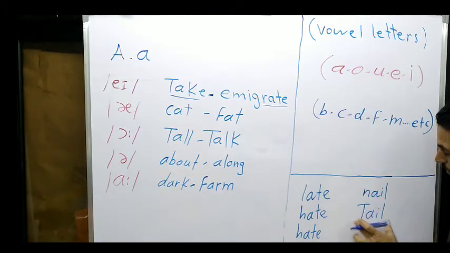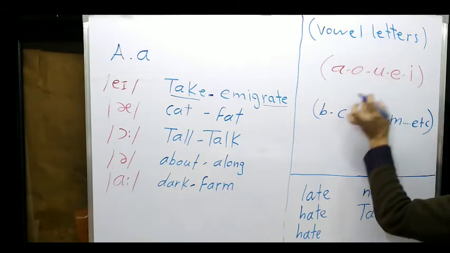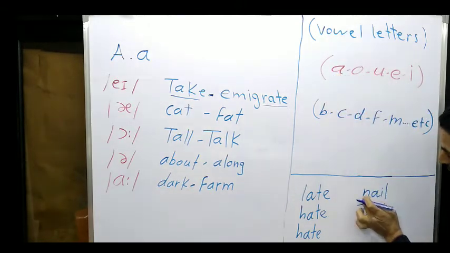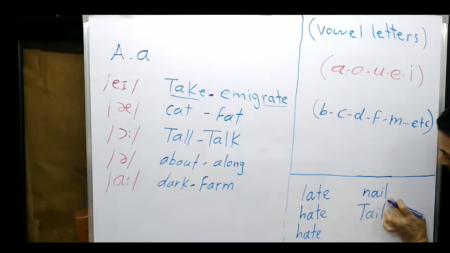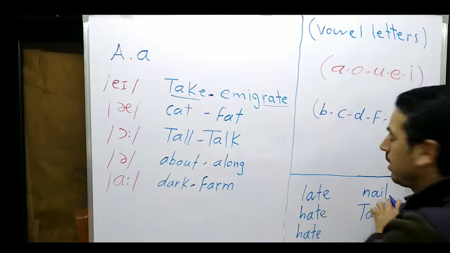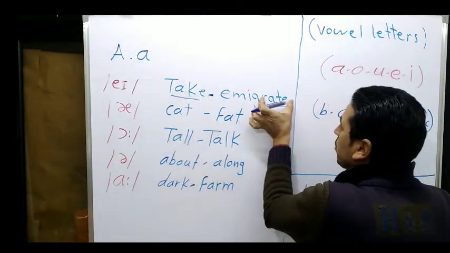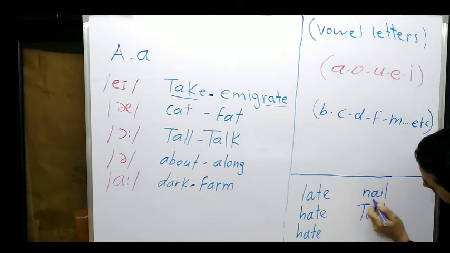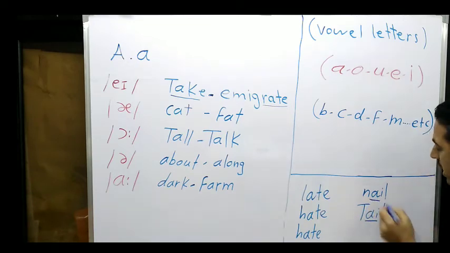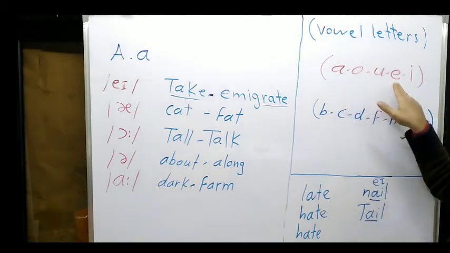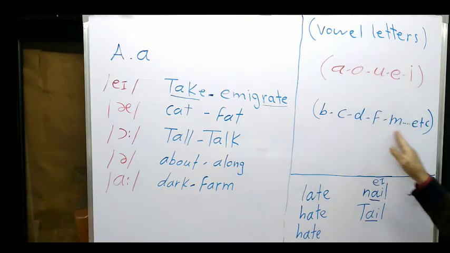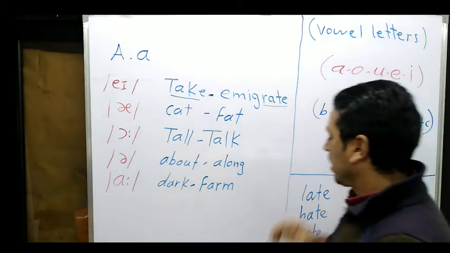And we have this structure: consonant, A, I, two vowels, consonant. We pronounce it A, like the first pronunciation. So whenever we have this structure, we pronounce it as A: nail, tail. Those are the vowel sounds.